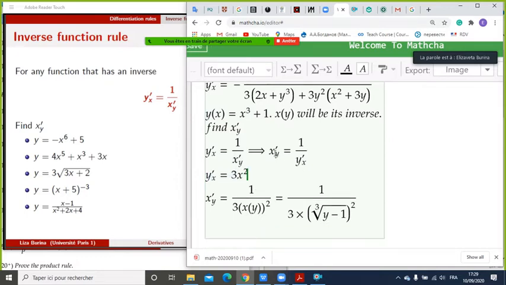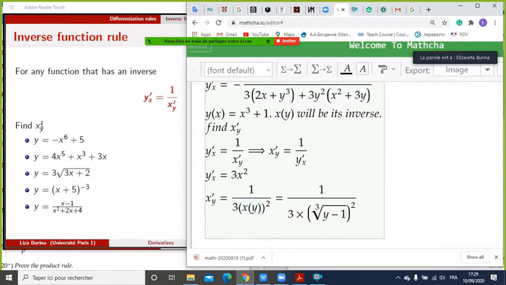So now I know that x prime y will be equal to 1 over y prime x. Prime means always derivative. So I wanted to find it, now I'm gonna find it. So it will be 1 over 3x squared, but what I mean now by x is not just x like here as a variable, but x actually the inverse of y, so the function x expressed in terms of y, and that will be the answer.